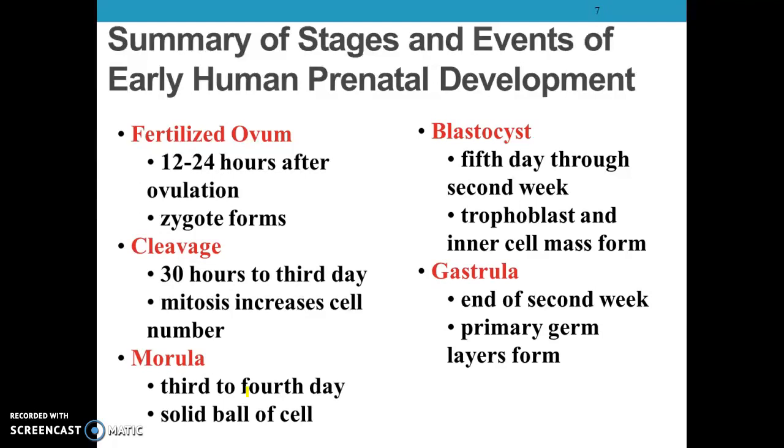The morula stage is from the 3rd to the 4th day, and this is where the cells are increasing, but it's still a solid ball of cells. It has not hollowed out yet. So we said around 16 cells or so.